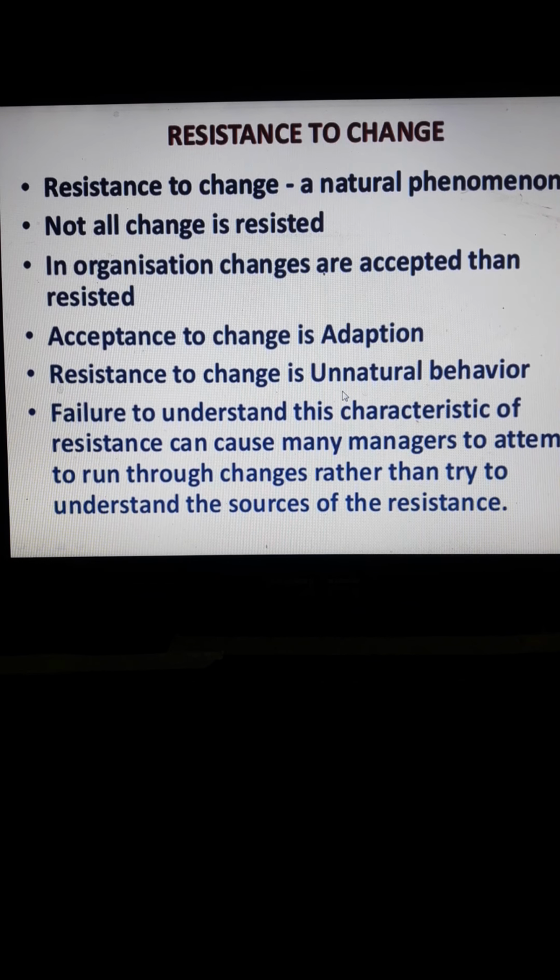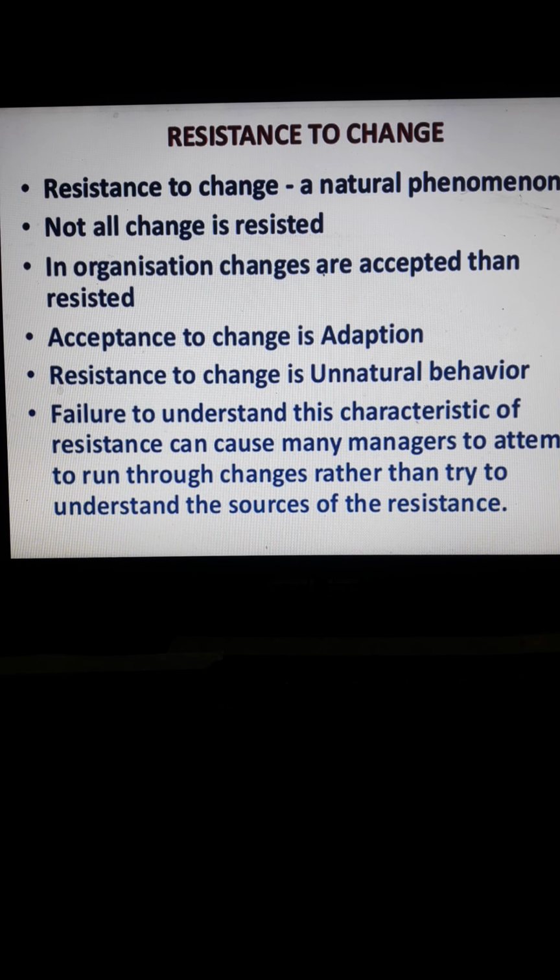So mostly, even in private or in government, when you work in government, I mean, or in private, there are always changes. Acceptance to change is adoption. So you have to adapt, or adapt to changes. So kung ano dyan, you have to adapt, you have to accept.